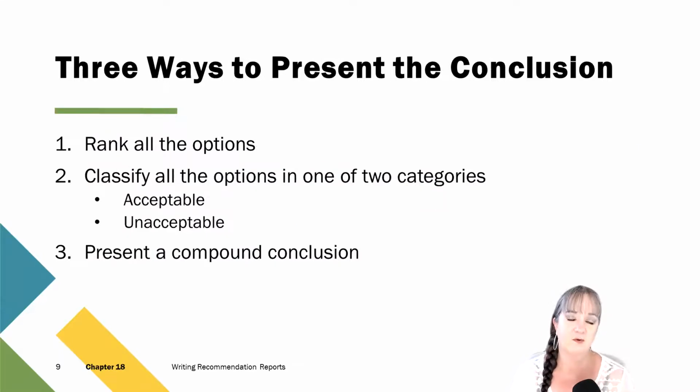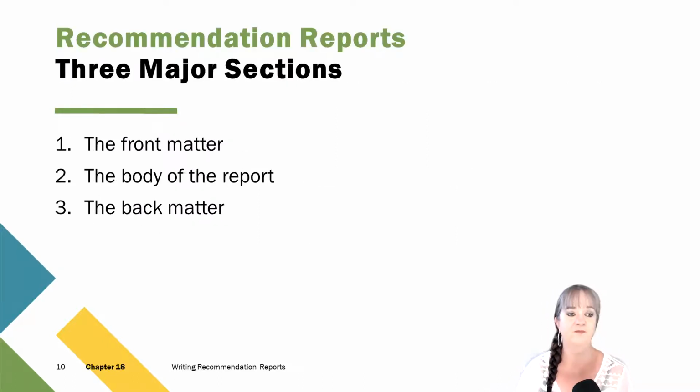When it comes time to present the conclusion, you're going to rank all of the options. So all of the options you came up with, including the good ones, are going to be in the conclusion, but then you're going to classify them. And so this helps to draw the conclusion toward the recommendation you are making. And then you're going to present a compound conclusion where you give options for the reader, as well as detailed information about the correct course of action.